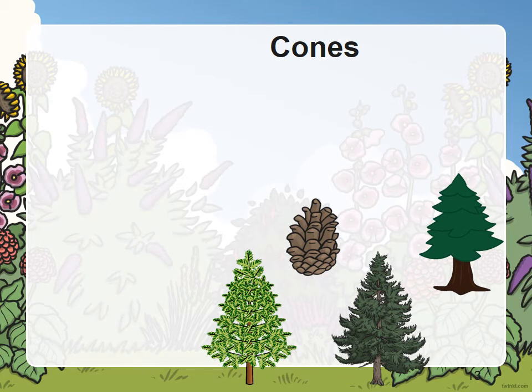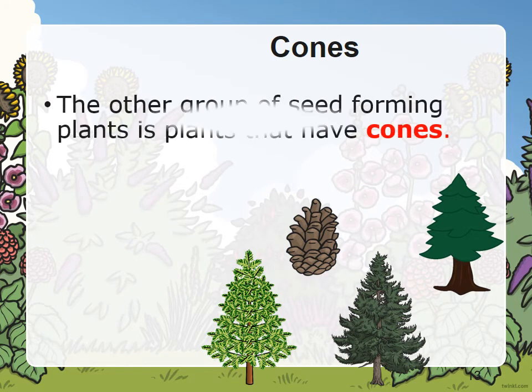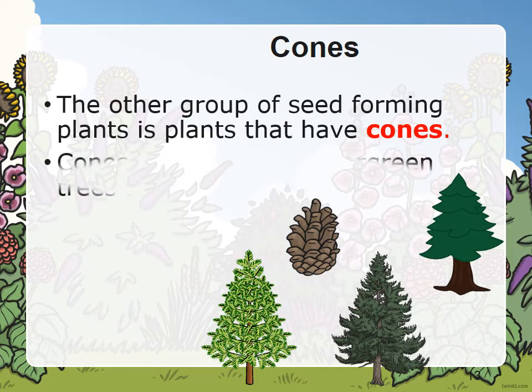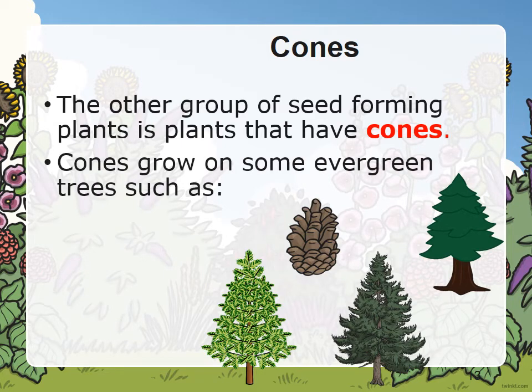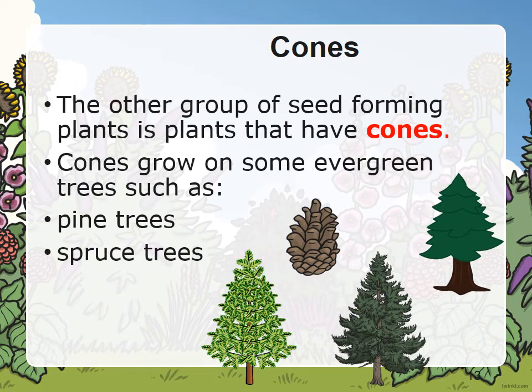Cones, what are they? The other group of seed-forming plants is plants that have cones. Cones grow on some evergreen trees such as the pine trees, the spruce trees, and the hemlock. And finally, the cedar.